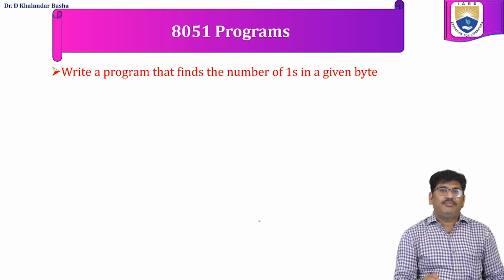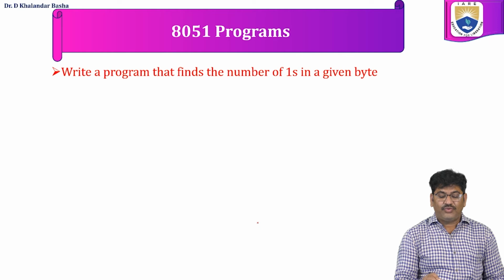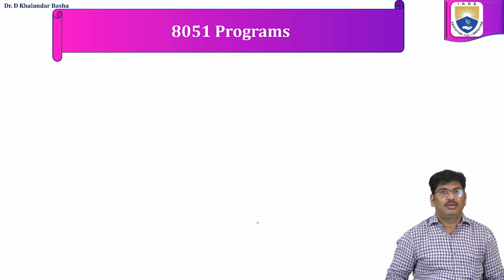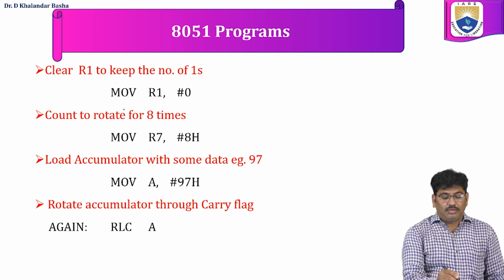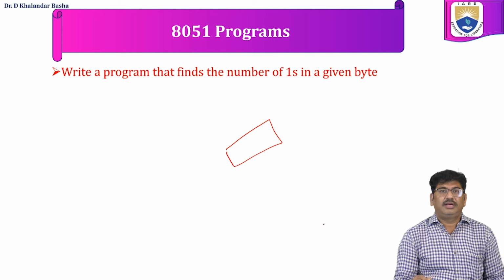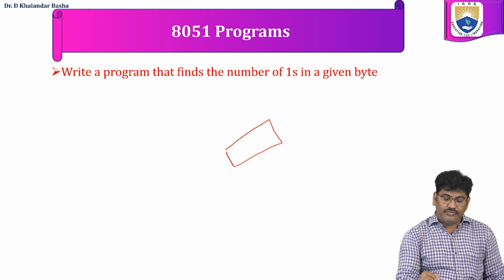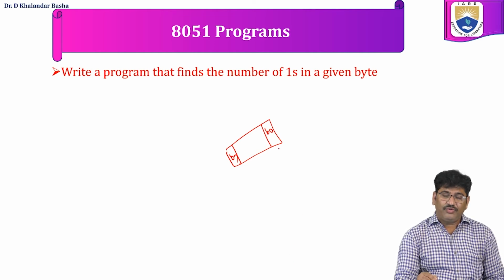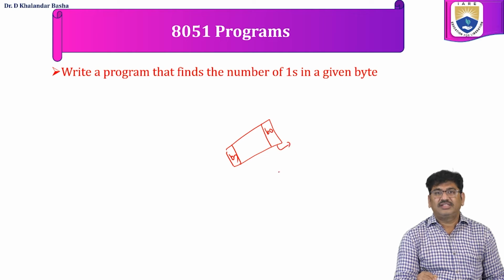The next program is to write a program that finds the number of ones in a given byte. So here we will take the data, assume 8-bit data, that is bit 0 to bit 7. Here we want to find the number of ones in our data. We can find the number of ones by shifting these contents either left or right by 1 bit.